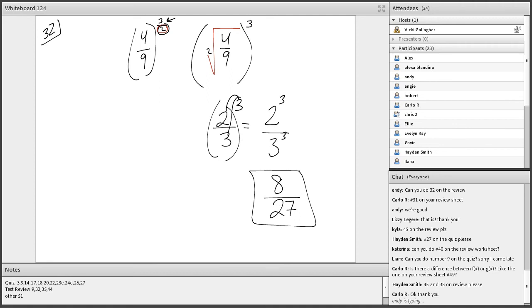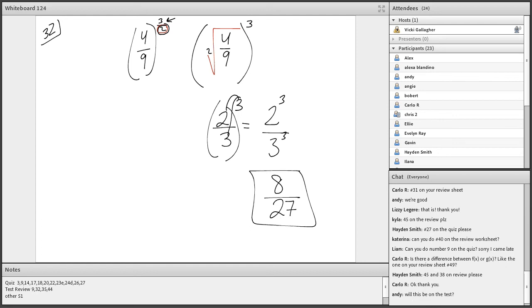All right, let's take a look at the one right before that on the review, which is question 31. Anything from the quiz or the test review is fair game for the test.